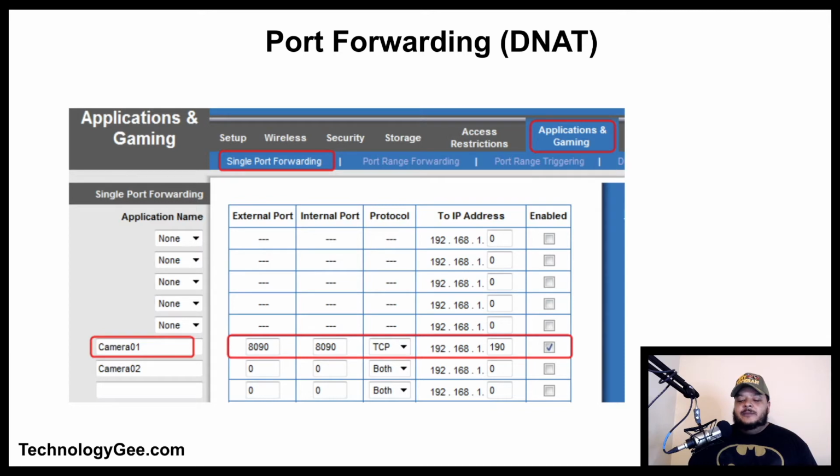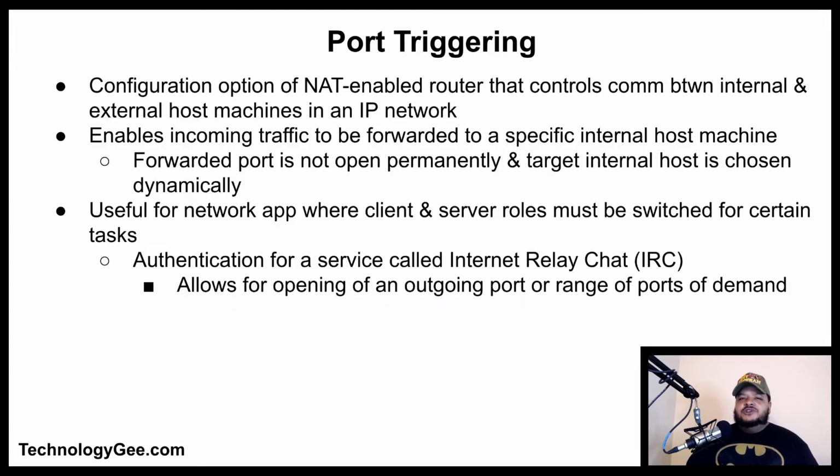So all traffic coming in on 8090, on that port using the TCP protocol, is going to be forwarded to the IP address 192.168.1.190.